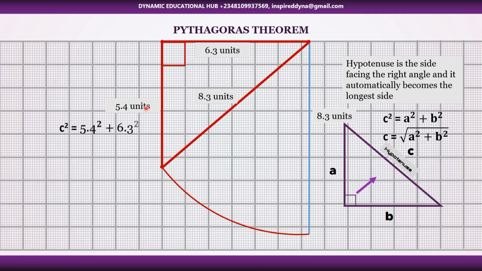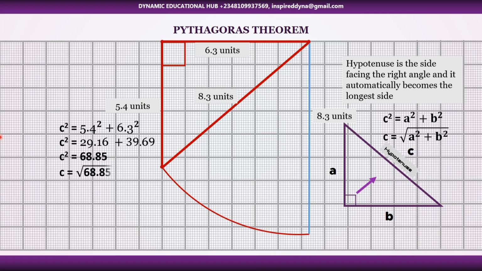So let's find it. C square, this third side that we don't know, is equal to 5.4 square plus 6.3 square. C square will be 29.16 plus 39.69. The square of this is 39.69. Press the calculator. The square of this is 29.16, and 39.69. So let's add it together. C square will be 68.85. When you add these two together, you get 68.85.